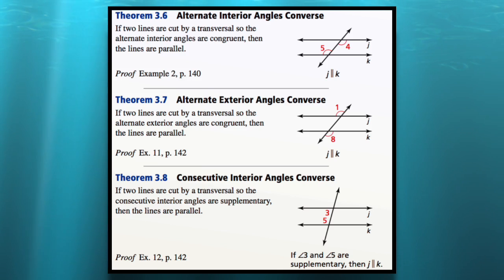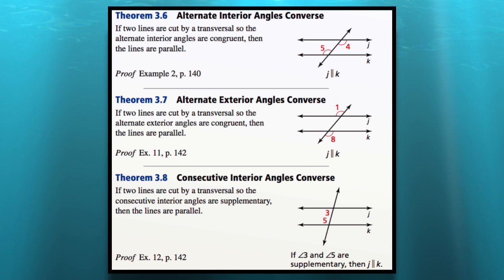Now we're going to look at the other three angle relationships that we had talked about previously, and we're going to list them out just so you can have them and write them down. The alternate interior angles converse theorem says if two lines are cut by a transversal so the alternate interior angles are congruent, then the lines are parallel. So if they tell you angle 4 is congruent to angle 5, that means line J and line K are parallel.